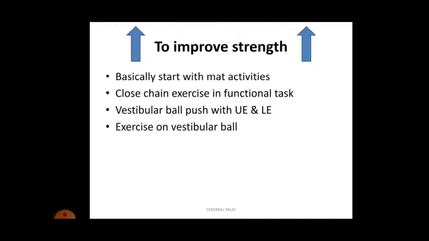Exercise on vestibular ball. So by giving sitting position or by giving side lying position on the vestibular ball, we can increase the strength, because vestibular ball is one type of dynamic surface. So to maintain the posture, to maintain the balance, the child will have to activate their muscles. Clear? So this exercise on dynamic surface, so that is vestibular ball, will be also useful to increase the strength of muscle.